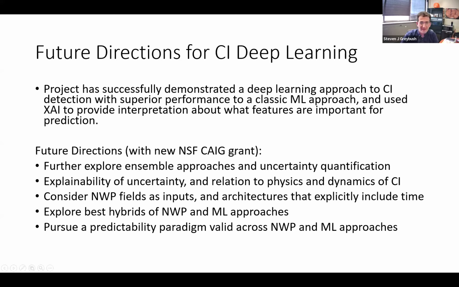So as part of the NSF CIIG program, we're now going to keep exploring ensemble approaches and uncertainty quantification. We want to look at the physical interpretation of these, look at the NWP fields as a function of input, and try to actually use not just satellite, but for example, the HRRR as an input to the field. We'll look at the best hybrids of NWP and machine learning, and also try to compare predictability horizon paradigms across numerical weather prediction and machine learning.